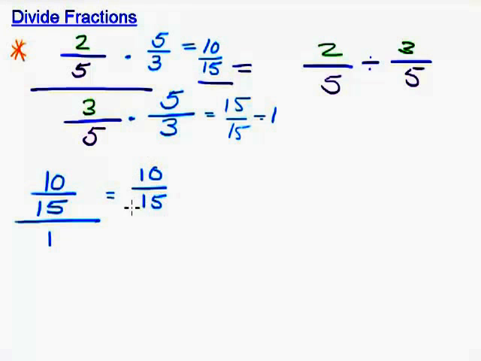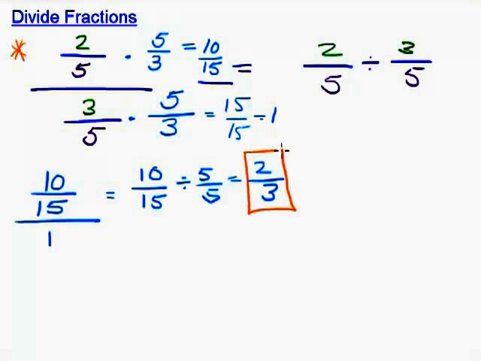And can we simplify this any further? Well, 10 and 15 both have a common factor. They have 5 as a factor. So let's divide both sides, again, the numerator and denominator, by 5. 10 divided by 5 is 2, and 15 divided by 5 is 3. So our final answer is 2/3.